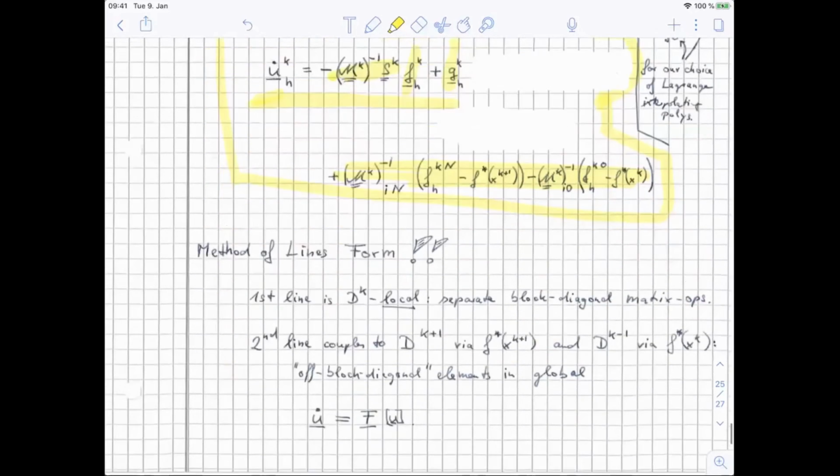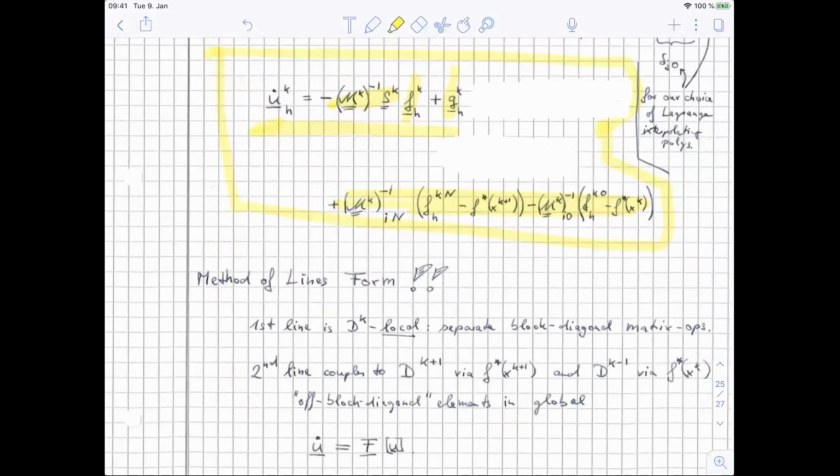The big advantage we now have is that the first line, where most of the work goes, is completely element-local. It separates very nicely into block diagonal matrix operations. And the second line, well, it couples the different elements via the boundary fluxes. And so this is where communication is going to go.